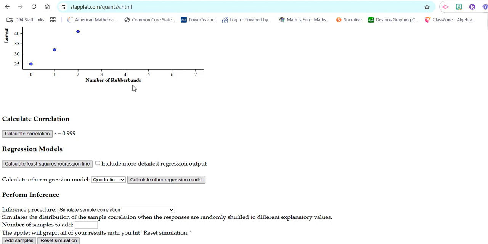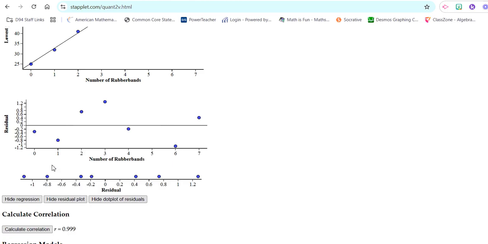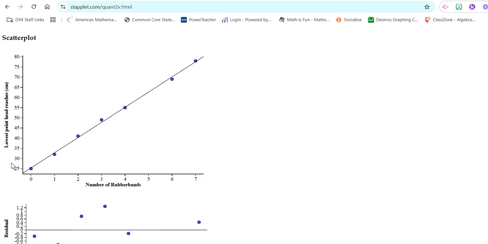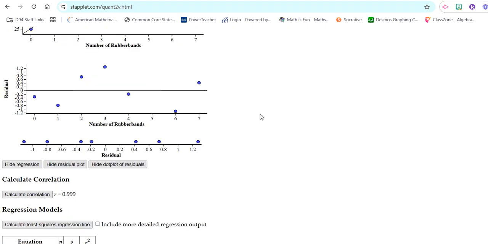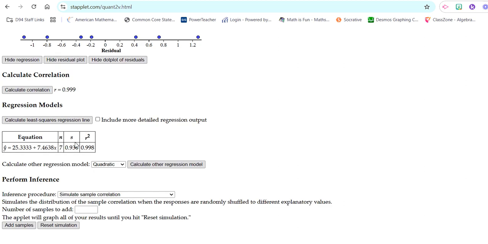However, since the data is already stored here, we can calculate a regression model. So we want to click on Calculate Least Squares Regression Line. And if you notice, here is the line that fits our data. We're also going to talk about the equation that it comes from. Right now we're going to skip the residuals for a moment. We'll come back to that later.